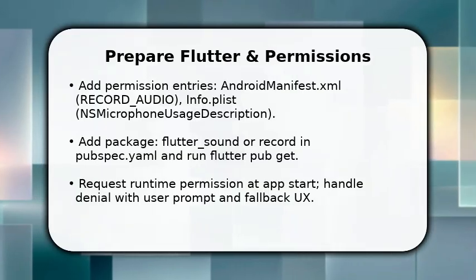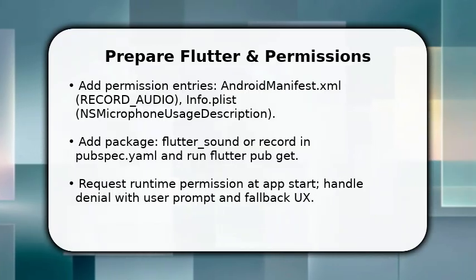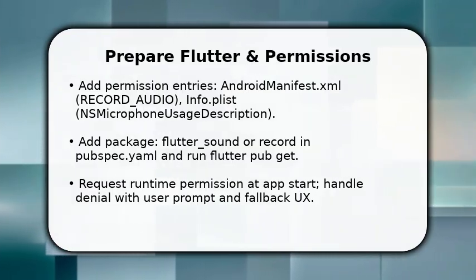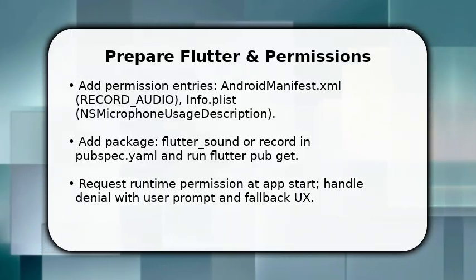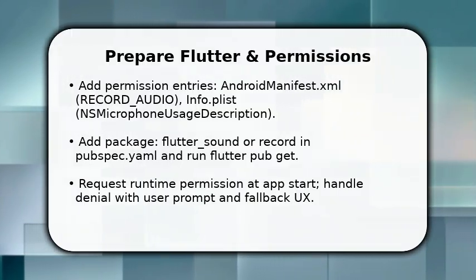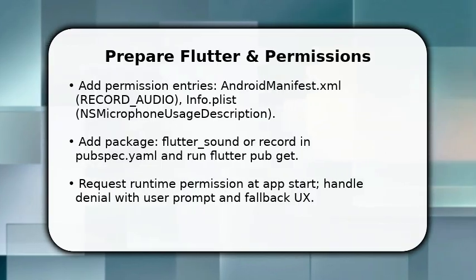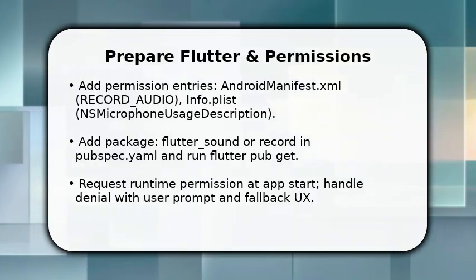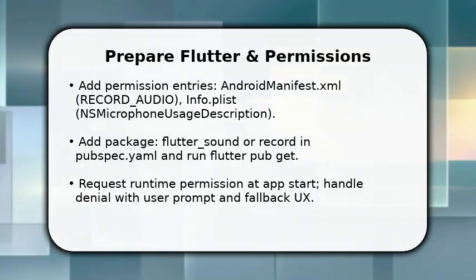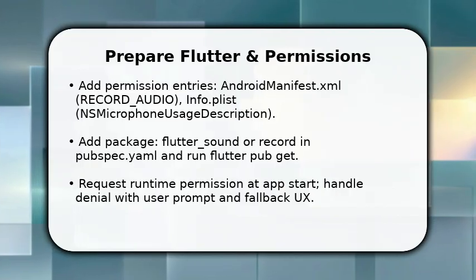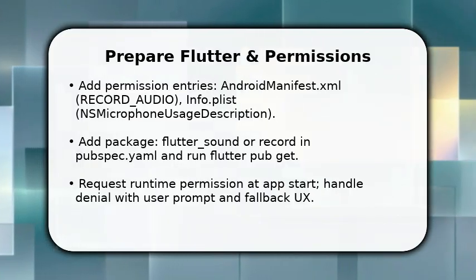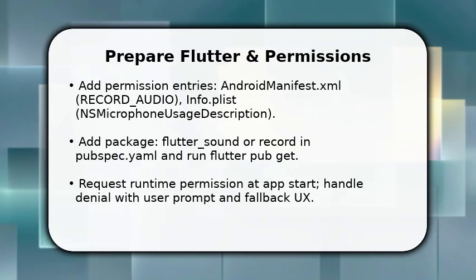You start by getting permissions and dependencies in place. Add RECORD_AUDIO on Android and NSMicrophoneUsageDescription on iOS, then add a recording package such as record or Flutter Sound to pubspec.yaml and run flutter pub get. Once done, implement runtime permission requests using permission_handler or platform APIs, because without granted permissions, the recorder won't start.